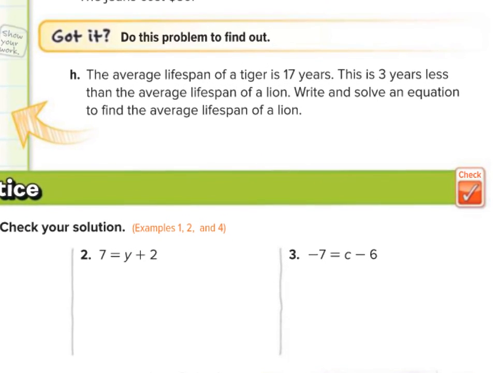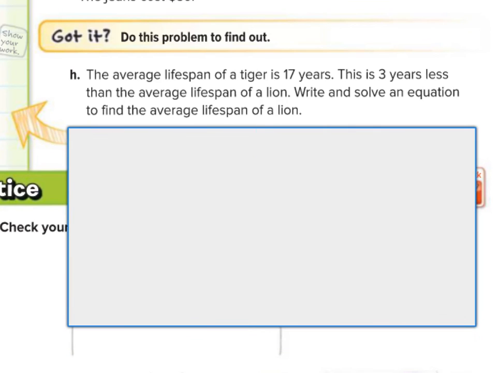Let's try H. Let's read it together first, and then you will pause the video and try it on your own. The average lifespan of a tiger is 17 years. This is 3 years less than the average lifespan of a lion. Write and solve an equation to find the average lifespan of a lion. Okay, go ahead, pause your video now, and we can check your work. Okay, I hope you paused your video.